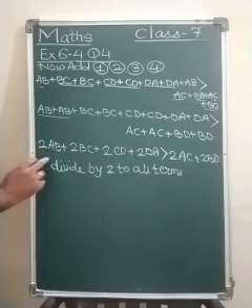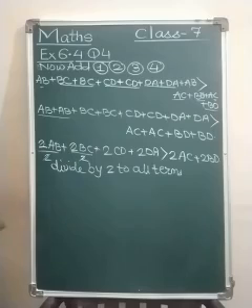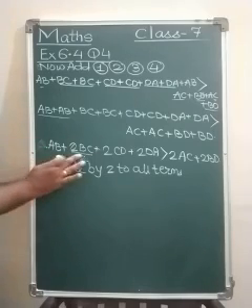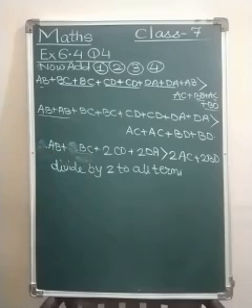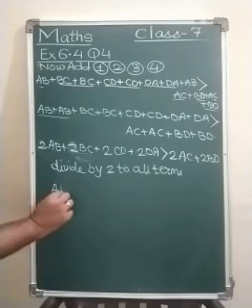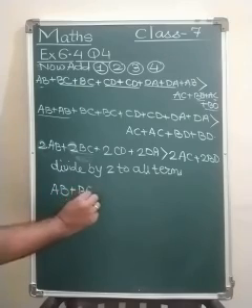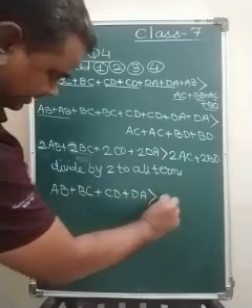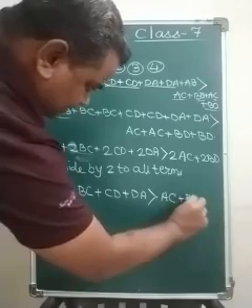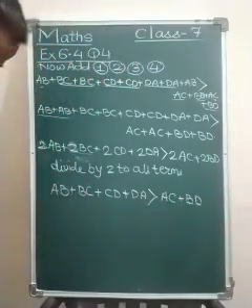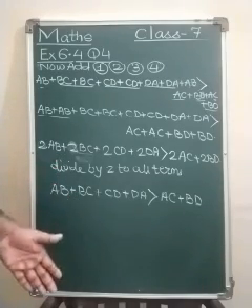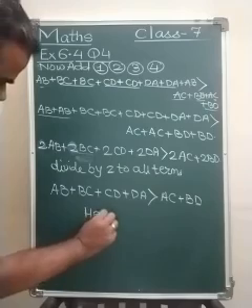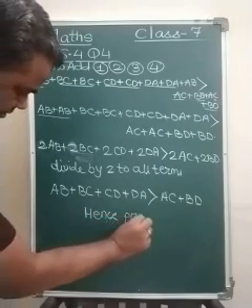That means each and every term is divided by 2. Here divided by 2, 2 and 2 get cancelled. Here divided by 2, 2 and 2 get cancelled. So everywhere 2 and 2 will get cancelled, and we will be left only with AB plus BC plus CD plus DA greater than AC plus BD. Hence, what was given in the book, we have proved.